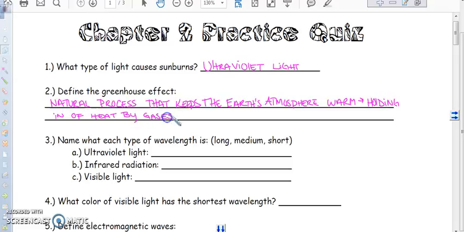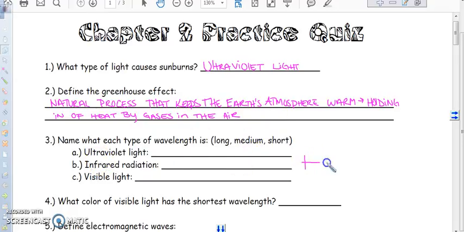And it's by the gases in the air. So as long as you have something similar to this, you're good. If not, please make sure you edit this. So when you actually take the quiz, you're good to go. Name what type of wavelength each of these is. So is it a long, medium, or short?